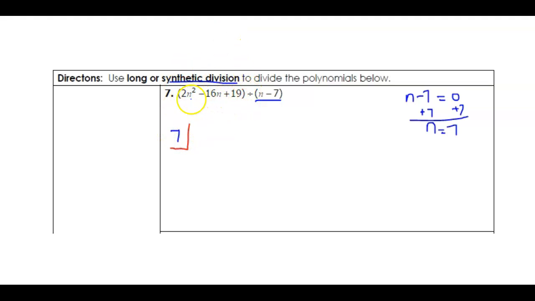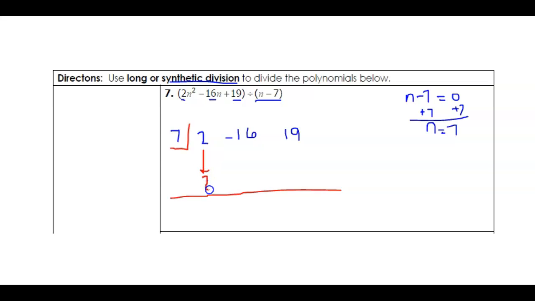Then my next step is to grab the coefficients of my other polynomial. So I'm grabbing the coefficients, 2, negative 16, and 19. Then I need to drop the first coefficient down to the line. Well, that means I need to draw my line. There we go. So I draw my line, and then I'm going to start dropping down the first coefficient.